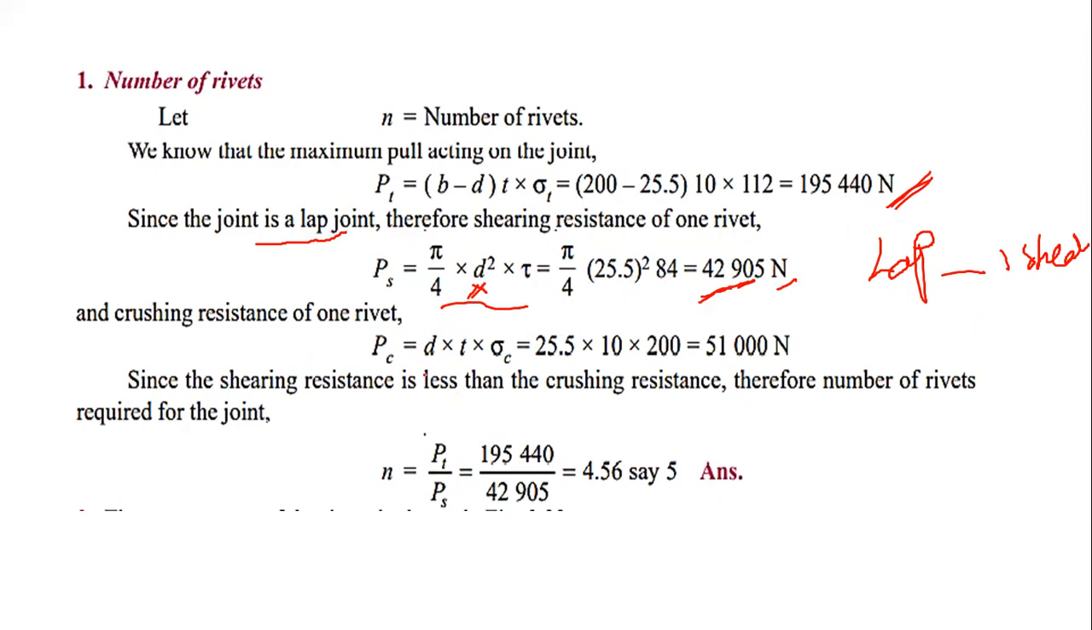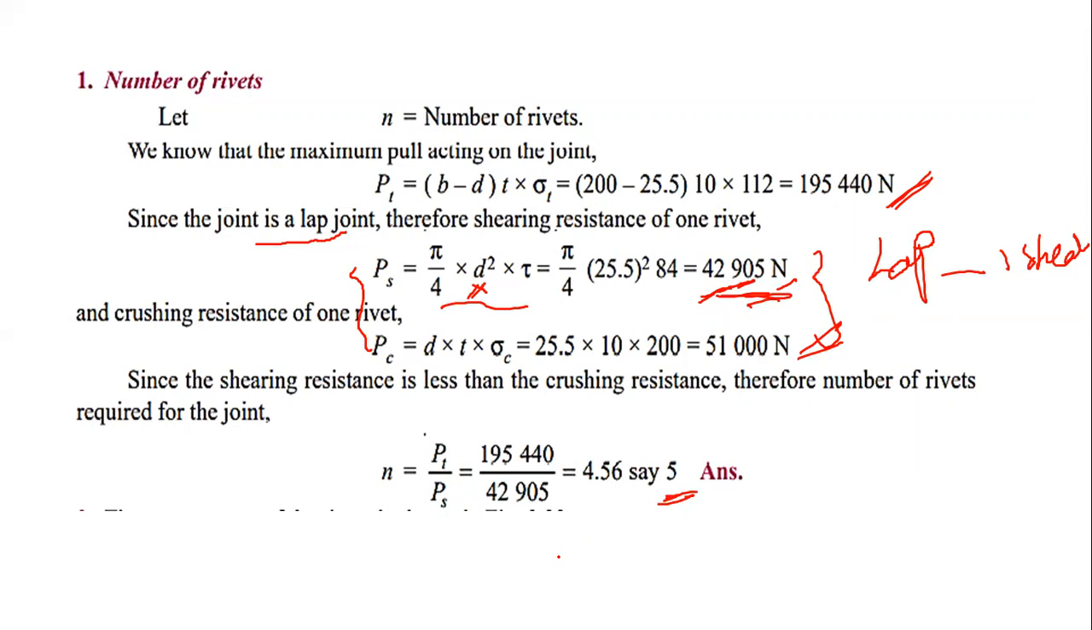Now PC is the crushing strength. Crushing strength is d into t into sigma c. The value is 51,000. The formula for the number of rivets required is n equal to tearing strength divided by the least value of PS, PC. From these two values, the least value is 42,905 newtons. So PS is the least value. So from this equation, the number of rivets for the joint is n equal to 5 rivets.